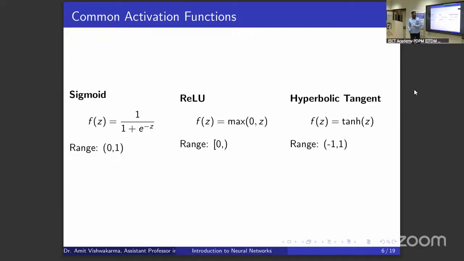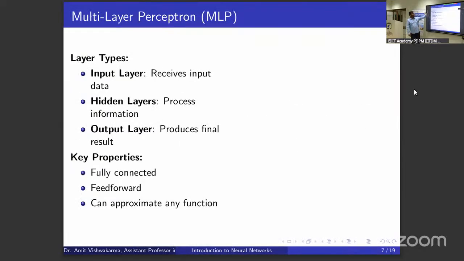Next slide, please. Now we start with the multi-layer perceptron, basically the neural network. Layer types: input layer. What will be the input layer? It receives the input. In the input layer we have moisture value, temperature value, pH value, and other nutrients value. So this will act as the input.